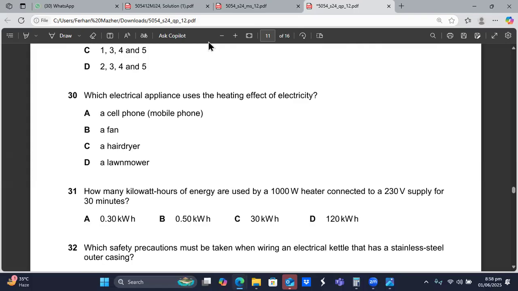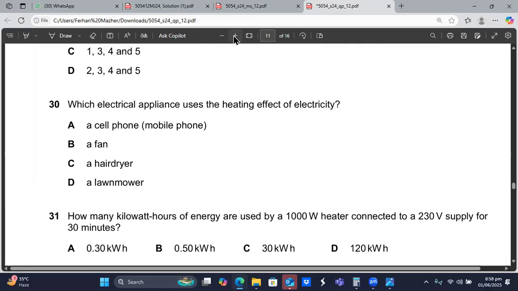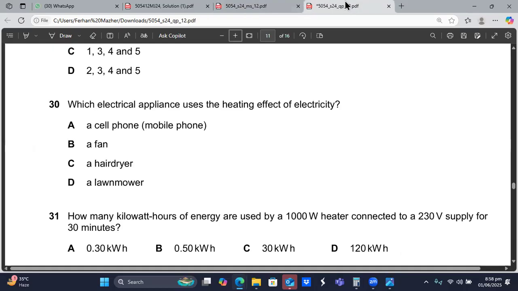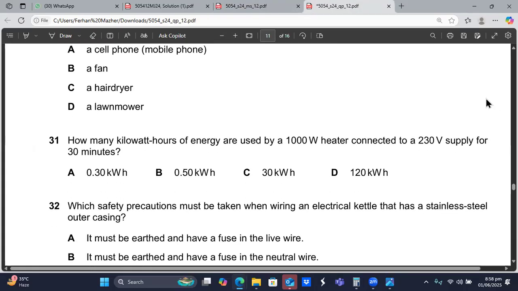Question number 30 showing up on your screen. Which electrical appliance uses the heating effect of the electricity? A cell phone, mobile phone, a fan, a hair dryer. Yes, a hair dryer uses the heating effect. A lawnmower, no. In the hair dryer, we use the heating effect of the electricity. C is the right answer, sir. It's a very simple, straightforward question. Nothing difficult in it.